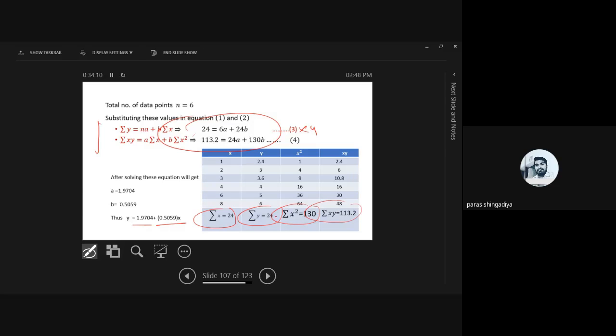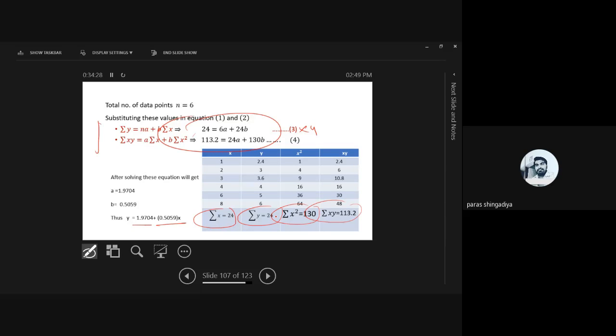It is not possible because a pair should be there. A single value we cannot plot in the xy plane. You need both values, x and y, only then can you define that point.